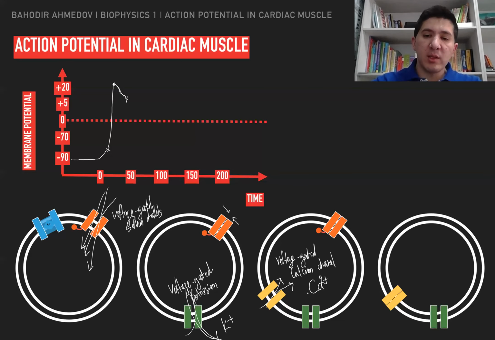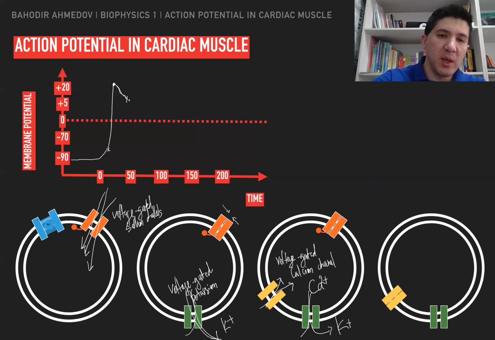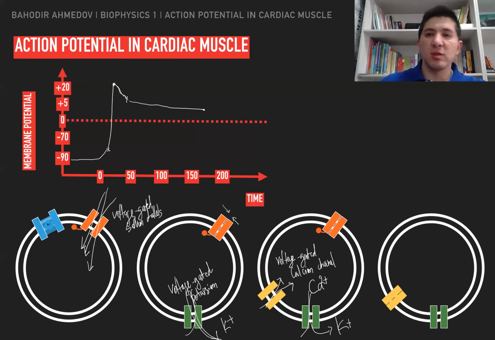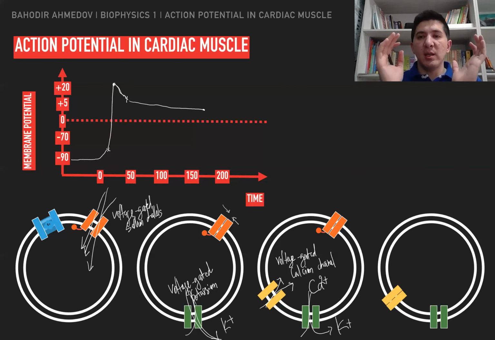And here we've got the voltage-gated channel for the potassium, which is also open, and it lets out the potassium ions. So there is going to be a balance in the membrane potential. So basically the charge inside and outside the cell is not going to change. It is going to be roughly between 0 and +5 millivolts.